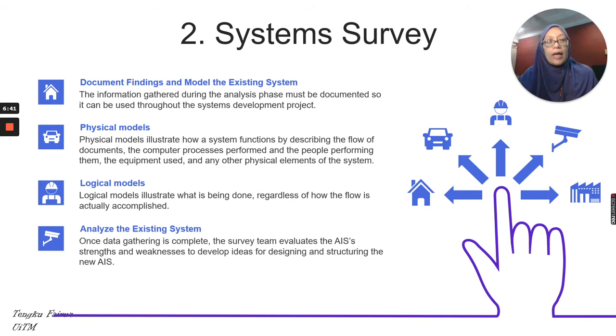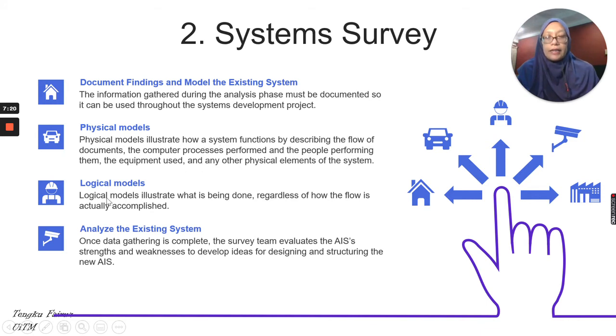So the data flow diagram is one of the methods used to model the existing system, the documentation of the findings. They will show the data flow of the current system in the data flow diagram. And then from the survey they will also prepare the physical model. The physical model illustrates how the system functions by describing the flow of the documents, the computer processes performed, and the people performing them, the equipment used, and any other physical elements of the system. So they will also model the physical aspects of the system, how the system functions.